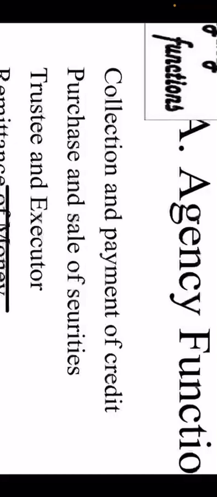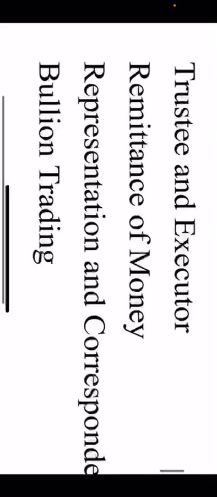Next we have trustee and executor. Trustee is someone whom we could trust, and executor acts on behalf of the account holder, the customer. A good example would be a will. When a will is written and kept with the banker, after the decease of that particular account holder, the will is announced to his or her legal heirs. So that is about trustee and executor.